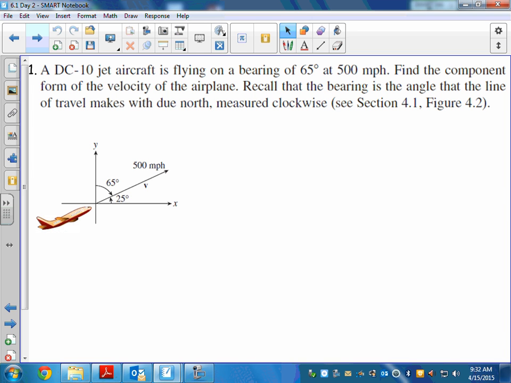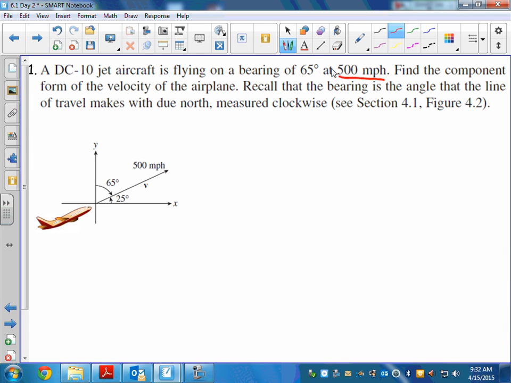So if they give us the bearing of 65 degrees, that means like 65 degrees measured from north in a clockwise direction. So the angle that we want is the angle that it makes with the x-axis. So we just take 90 minus 65 to get 25. Right? That's not so bad. A little bit trickier when it's more than 90 degrees, and you have to think about where it would be.